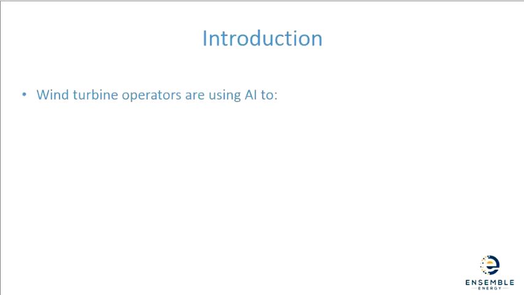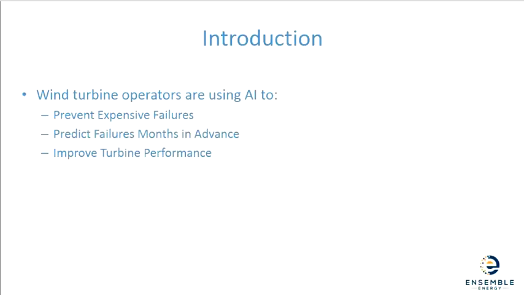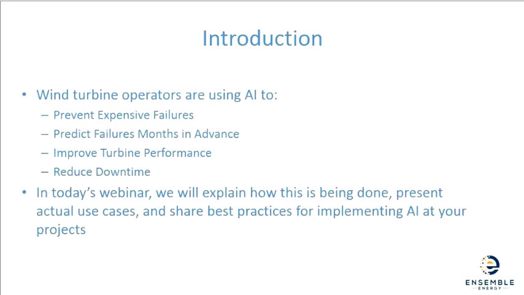Some of the things that we're doing include preventing expensive failures. We can predict failures months in advance, which reduces downtime and also optimizes logistics costs. We can identify underperforming turbines very quickly and address that, so we can help improve turbine performance. And then we can also reduce downtime. In the webinar today, we're going to explain how this is being done. We're going to share actual use cases, and then we'll share some best practices for implementing AI at your projects.